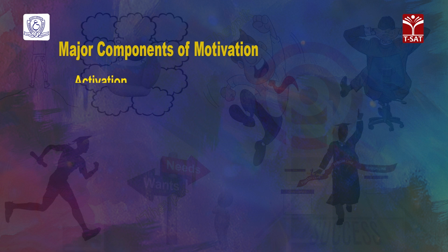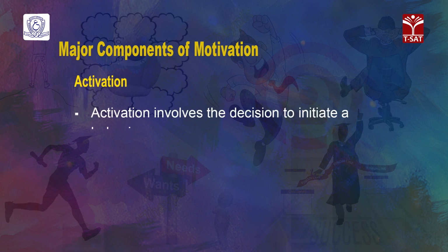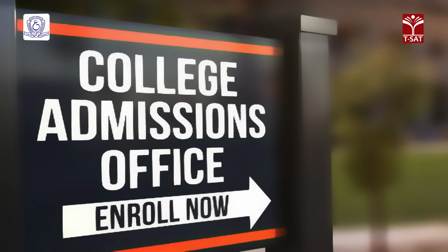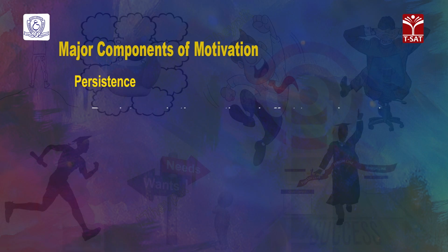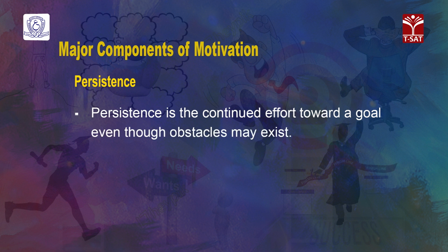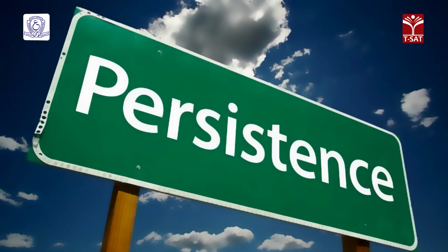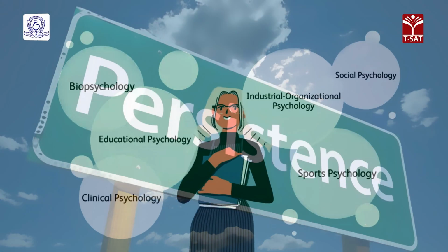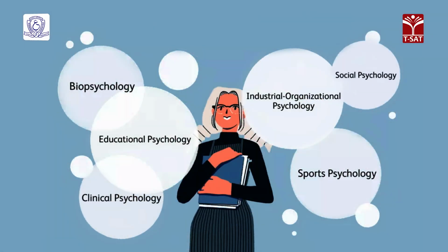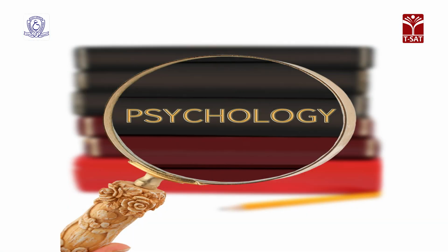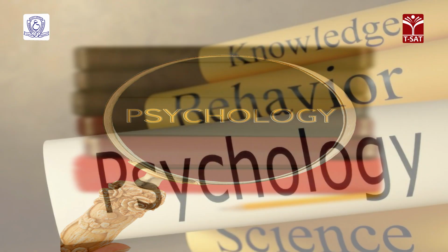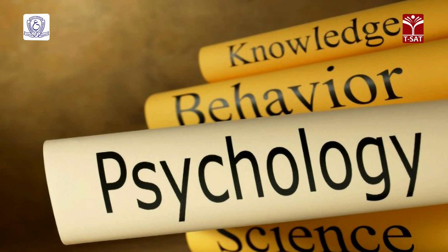So, let us understand these components of motivation with an example. Activation involves the decision to initiate a behavior. For example, enrolling in a psychology class. Then what is persistence? It is the continued effort toward a goal even though obstacles may exist. An example of persistence would be taking more psychology courses in order to earn a degree, although it requires a significant investment of time, energy and resources.